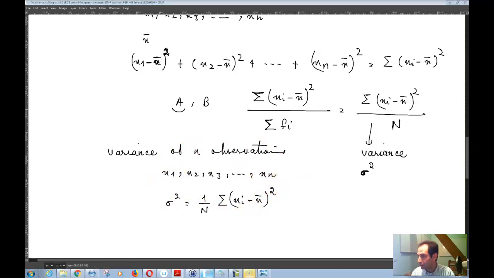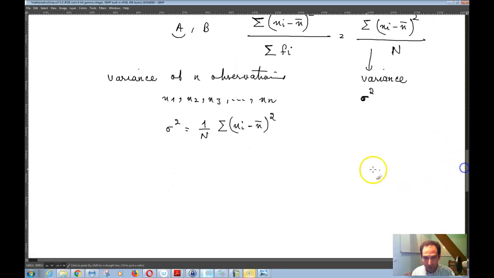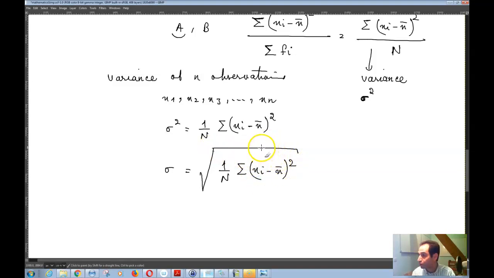And then based on that, we defined some other measure which was called the standard deviation, which was simply the square root of this whole thing, meaning that instead of sigma squared, if you write sigma, then you can write it as the square root of 1 over n times sigma of x of I minus x bar whole squared. And we call this standard deviation.